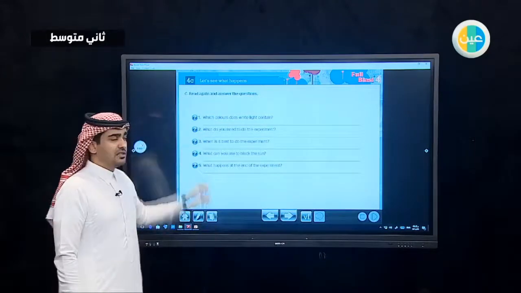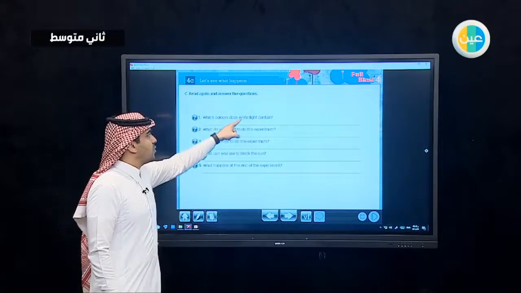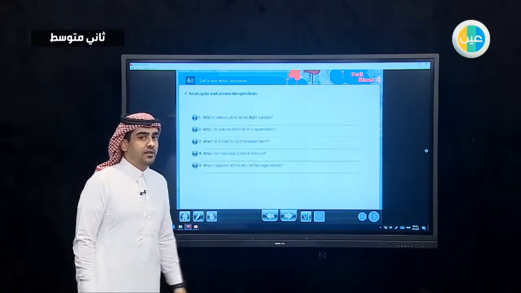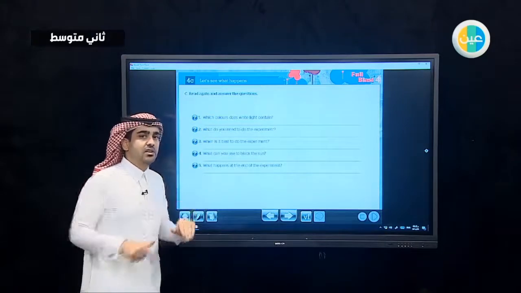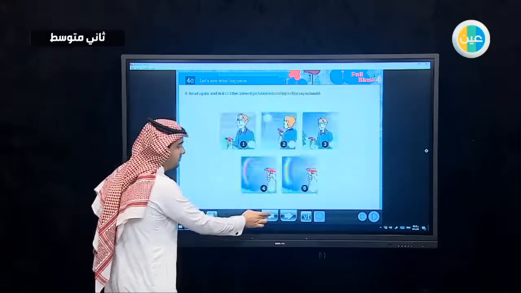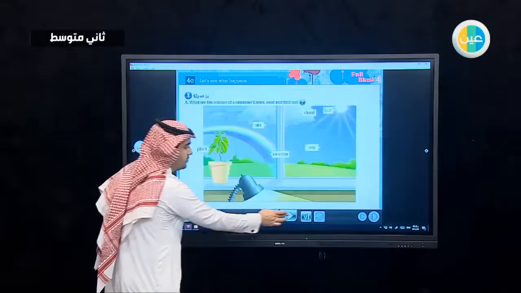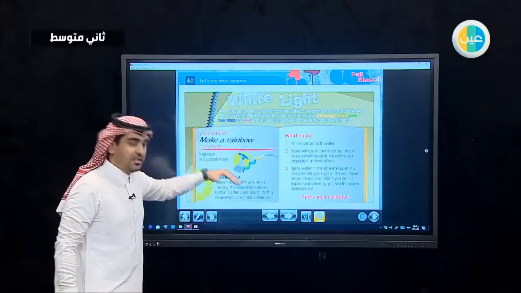So let's take a look at question number 1. Which colors does white light contain? The white light coming from the sun. How many colors does it contain? If we go back to the passage, you can find the answer if you read again.